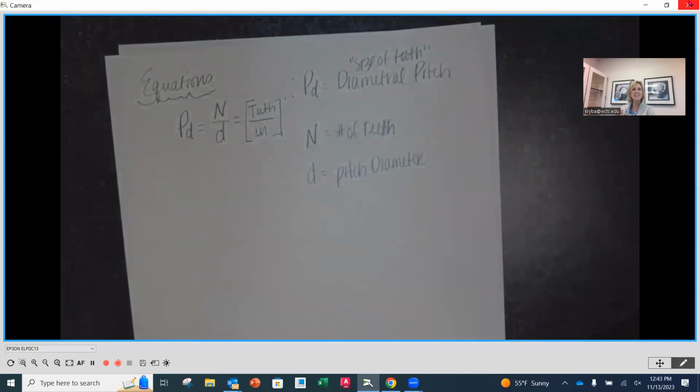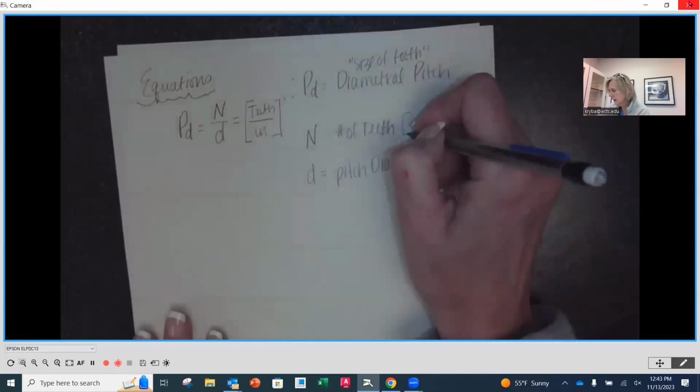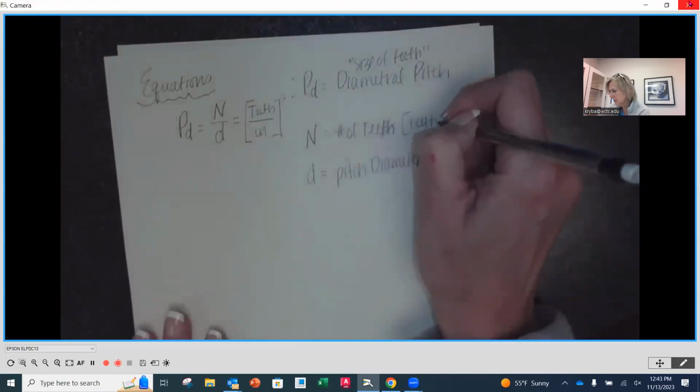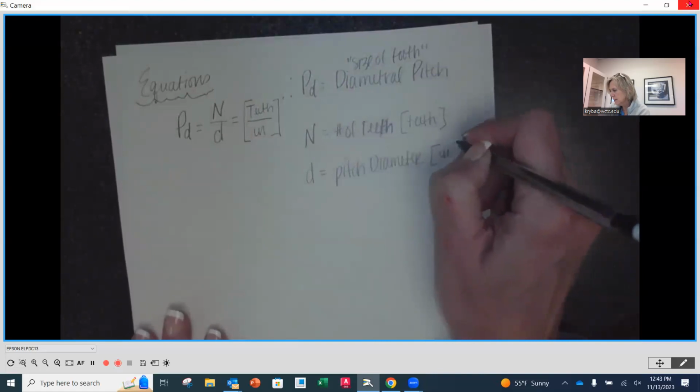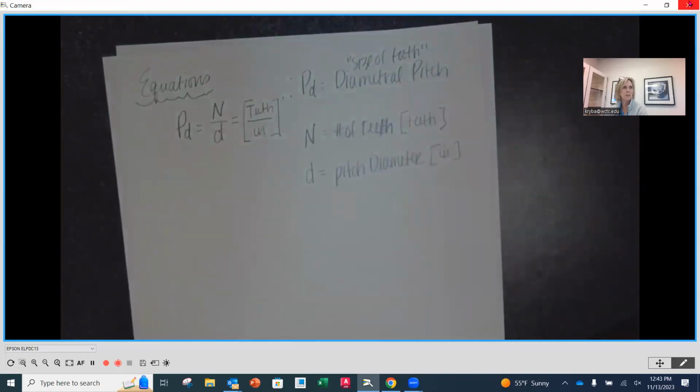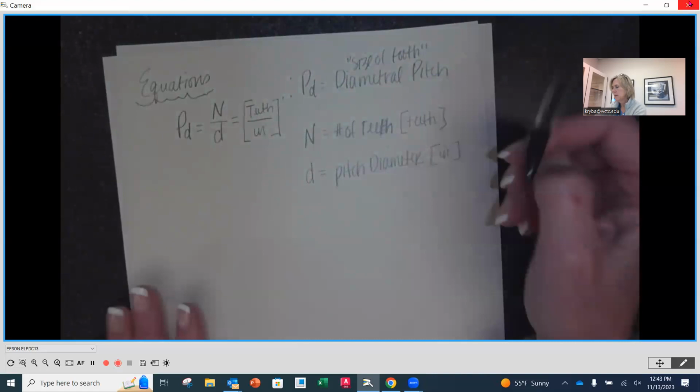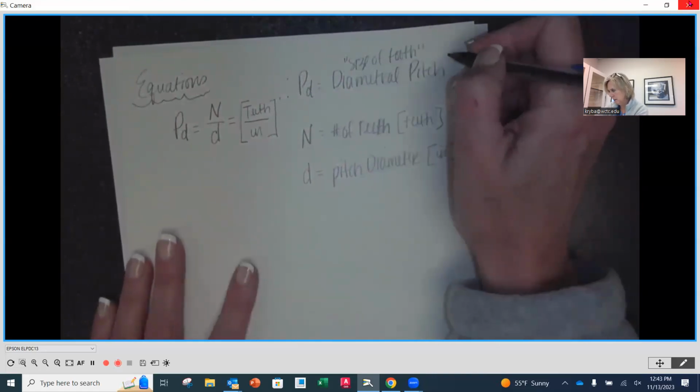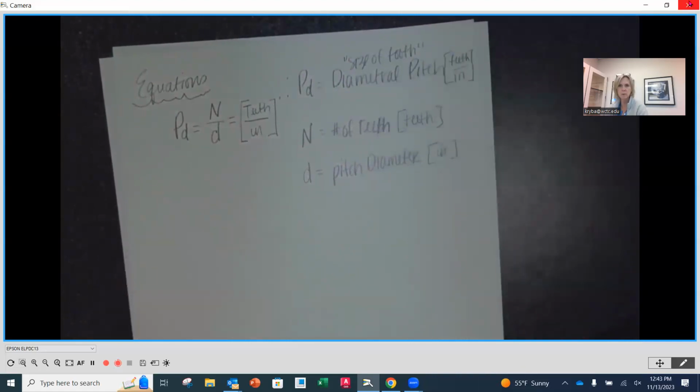You're also going to notice in the examples in the book, they're not going to show the units so that they cancel, but we're going to be doing it for the work that we do, okay? And I'll show you that as we do some examples here. So number of teeth are going to be exactly that. Teeth are going to be the units, and then the inches are going to be the units for pitch diameter. And then diametral pitch are units of teeth per inch. Sorry, I'm kind of running out of room.